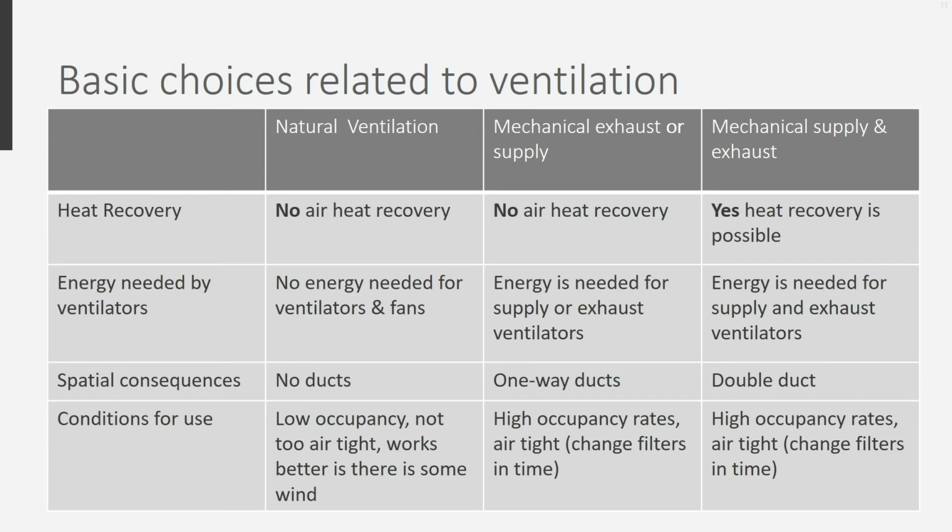For buildings with a mechanical exhaust or supply, only a one-way duct is required, which reduces the required space, but is less efficient because heat recovery is not possible. And finally, we have natural ventilation, which does not require any ducts.